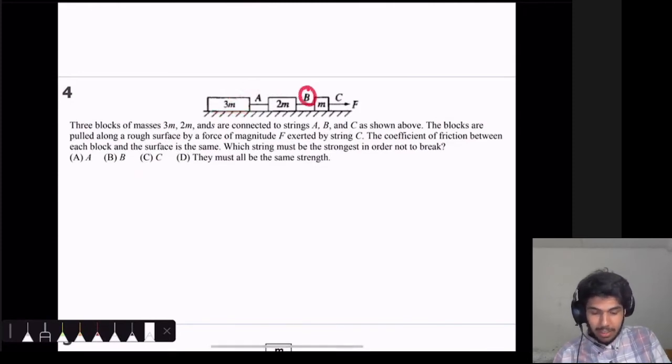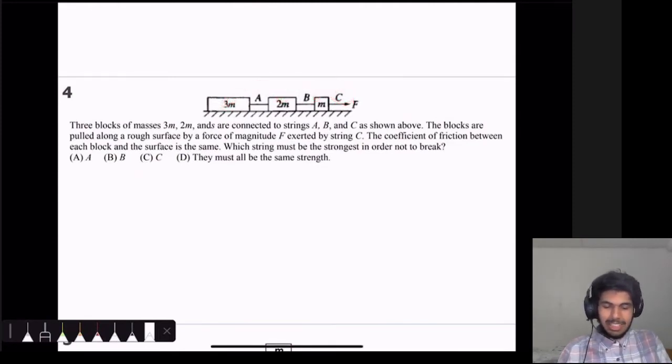For B, it's pulling both this 2m and this 3m block. For C, it's pulling all 3 of them, right? So C is pulling the greatest amount of mass, so it makes logical sense for that one to need to be the strongest, and that in fact is our answer.